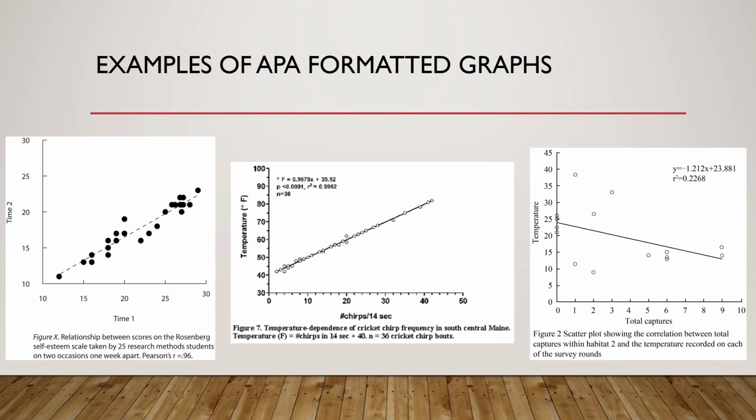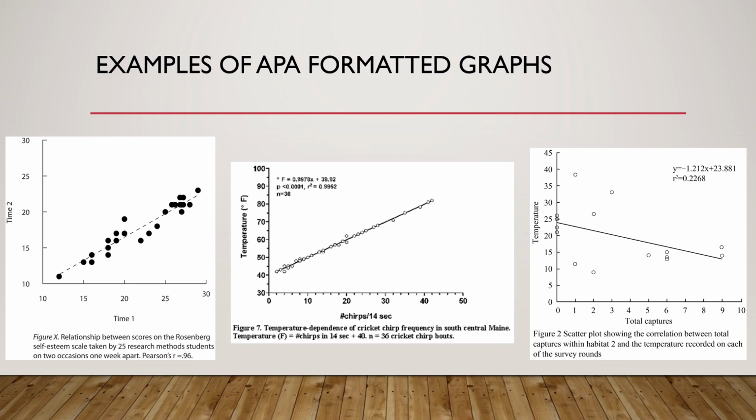And at the bottom, you have figure X. They don't have a figure number in there. The relationship between scores on the Rosenberg self-esteem scale taken by 25 research method students on 2 occasions 1 week apart. Pearson's r of 0.96. So there we have given a lot of information about what we are seeing in this diagram. The figure title should always have a description so that the readers know what they're looking at.